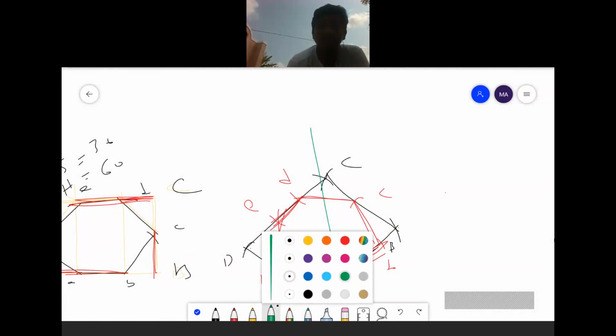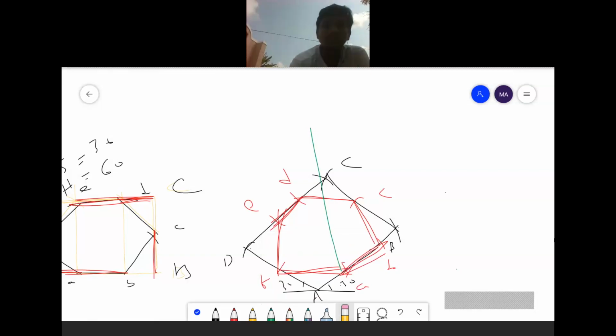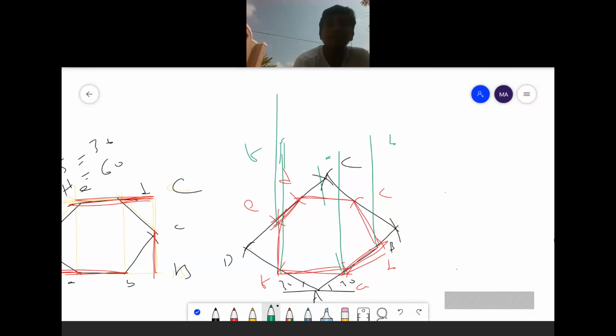From here, I am extending 60 mm. From point A, I am extending 60 mm. From point B, I am extending 60 mm. Here I will get point A, point B. Again point F, I am extending 60 mm. Here I will get point F. Then point E, I am extending 60 mm. Point E.